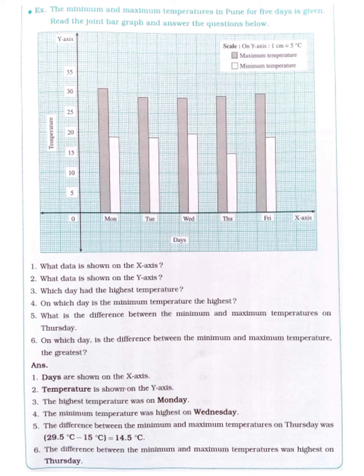Now see question number 5. What is the difference between the minimum and maximum temperatures on Thursday? Children, the answer is the difference between the minimum and maximum temperatures on Thursday was 29.5 degrees Celsius minus 15 degrees Celsius is equals to 14.5 degree Celsius. Let's see last question number 6. On which day is the difference between the minimum and maximum temperature the greatest? The difference between the minimum and maximum temperatures was highest on Thursday.